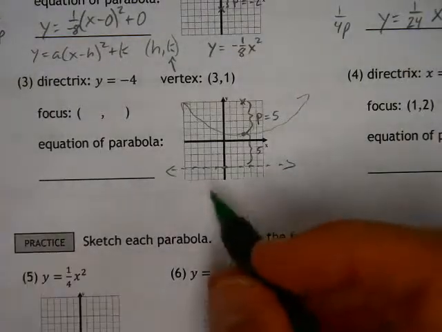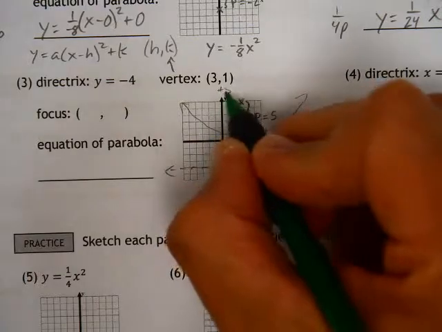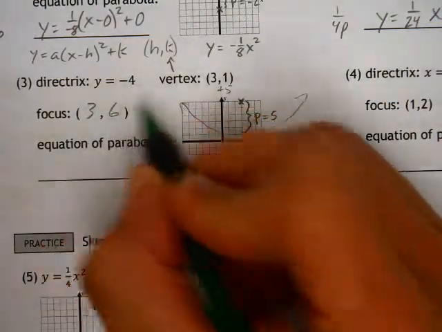There are different things that we can do. We know that it went up 5 from here, and if it went up 5, then essentially we're only adding 5 to the y value. So that would be 3, 6.